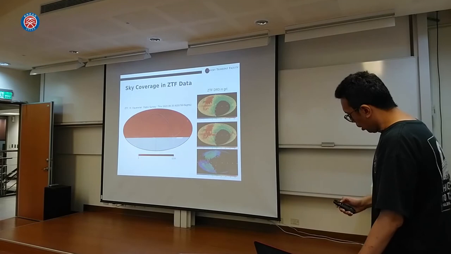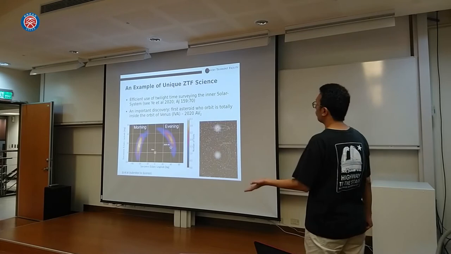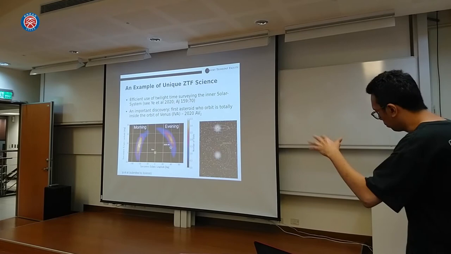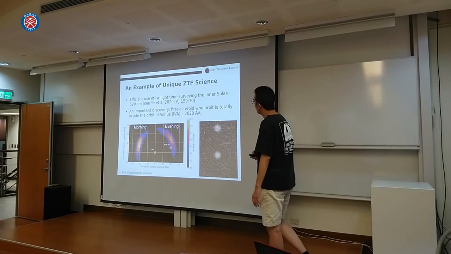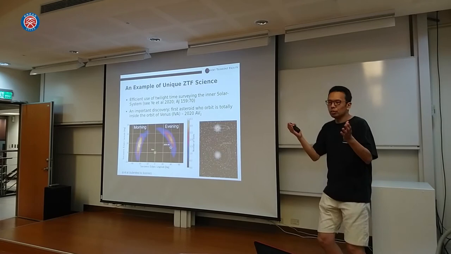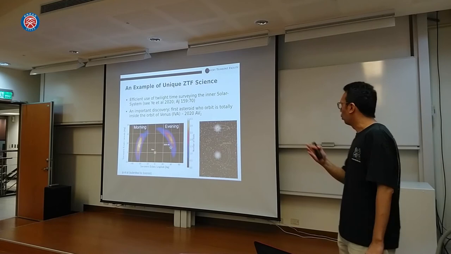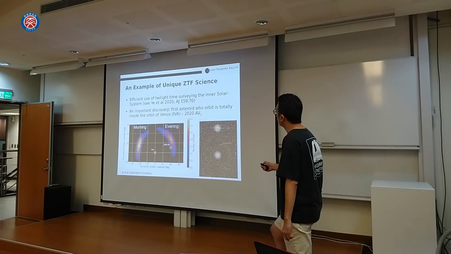There are many discoveries and many great sciences that come out from the ZTF, and just because of time I won't go into detail or summary, but I want to give you a very unique ZTF science. This is what we call the twilight survey. Normally, if you're doing optical, you avoid the twilight time, right? However, ZTF decided to efficiently use the twilight time to survey the inner solar system.